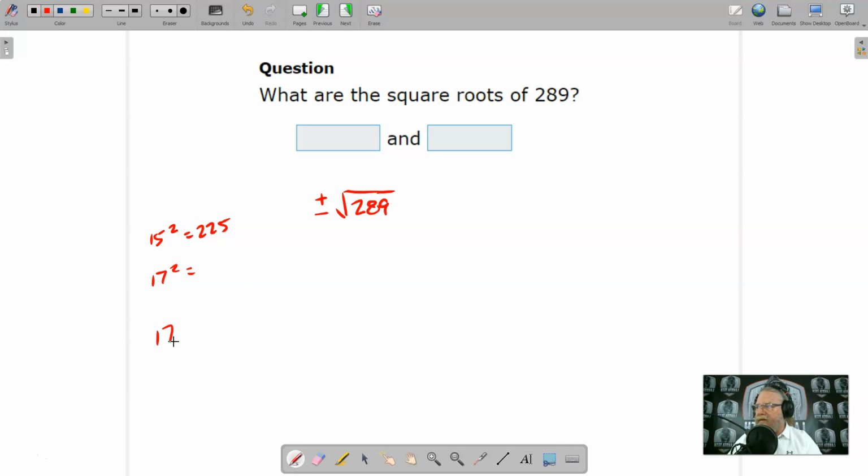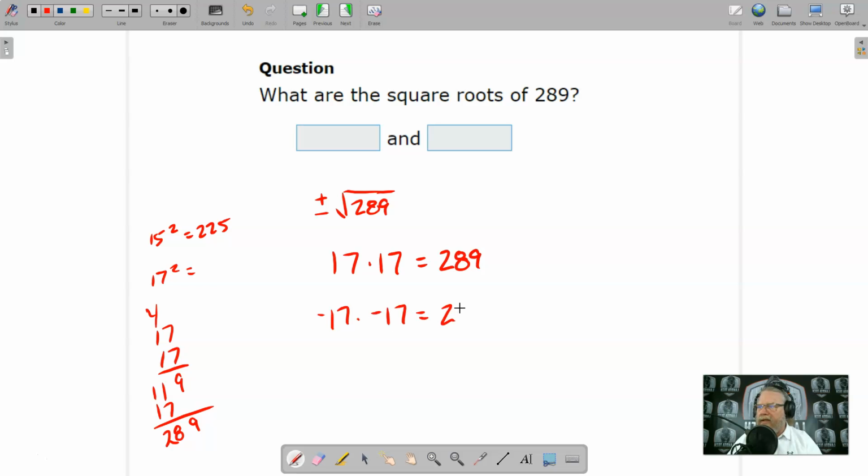So if I go ahead and do 17 times 17, 7 times 7 is 49, carry the 4, 7, 11, 17, 9, 8, and 2. Indeed, it is 289. So it's 17 times 17. Positive 17 times positive 17 equals 289. And a negative 17 times negative 17 also equals positive 289. So in this case, my answer is negative 17 and positive 17.